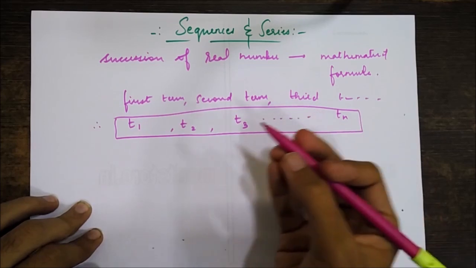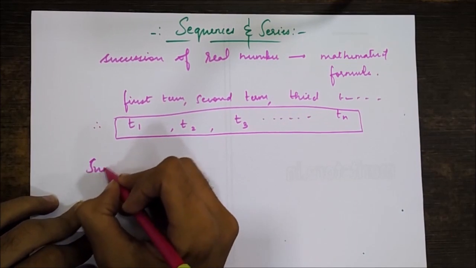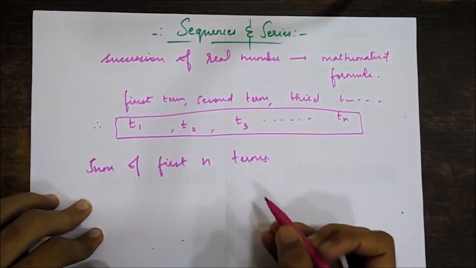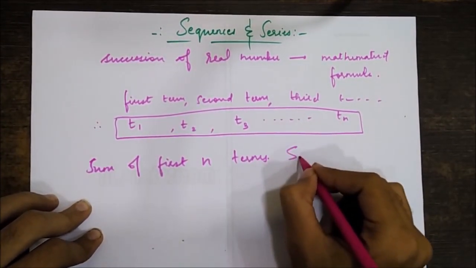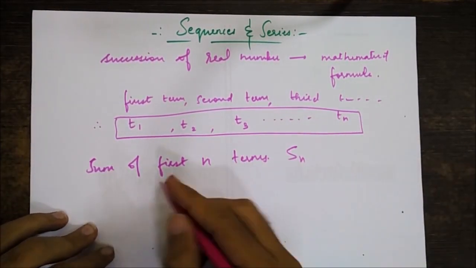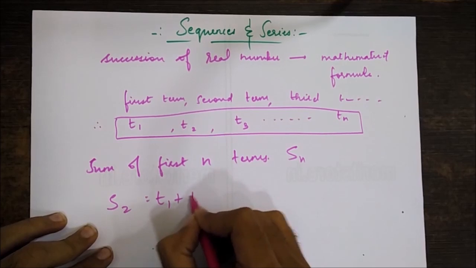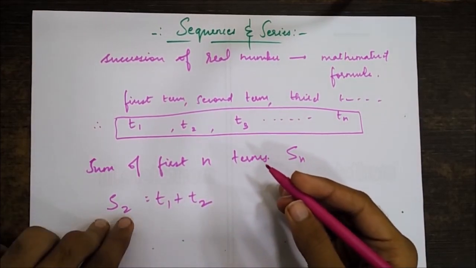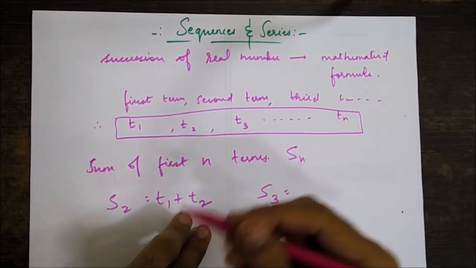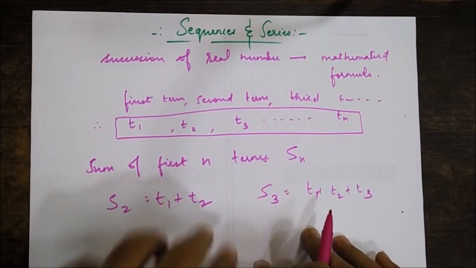Now, if we go on to calculating the sum of the terms, that means the sum of first n terms. The sum of first n terms is denoted by Sn. So if we want to calculate S2, what does S2 mean? T1 plus T2. S2 means the sum of the first two terms, that means T1 and T2. S3 means the sum of three terms, that means T1 plus T2 plus T3. So sum is represented by this.